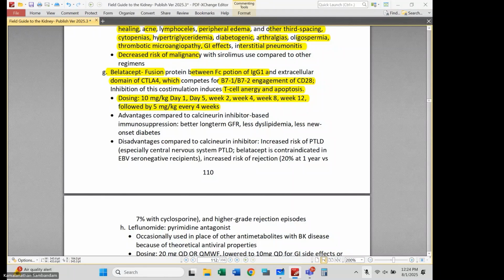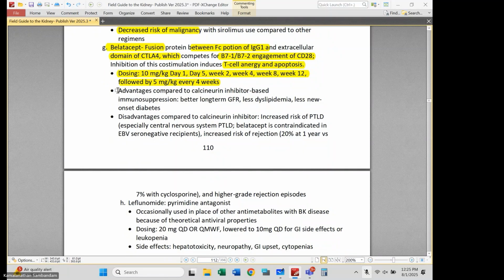Eventually you get to once a month dosing, but you can see that up front, you're giving it initially every 2 weeks, and then you go to monthly thereafter, okay? Sorry, monthly thereafter, all right?